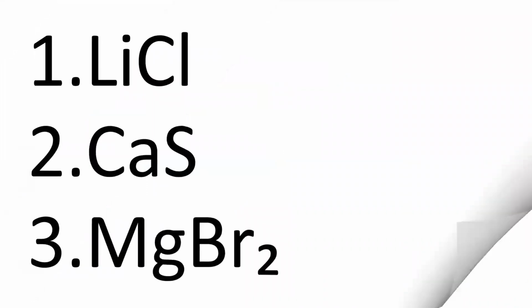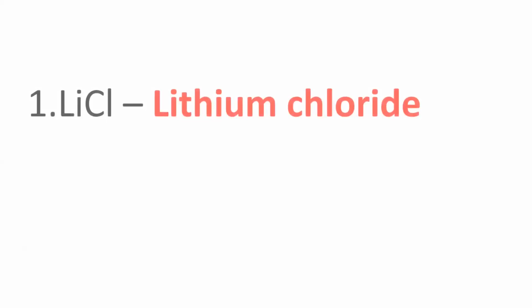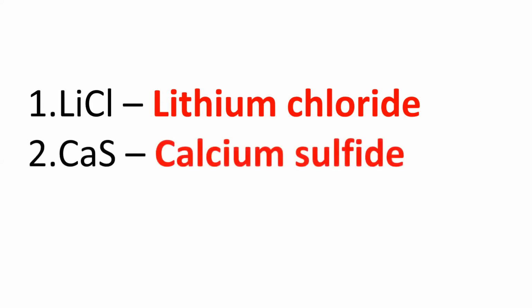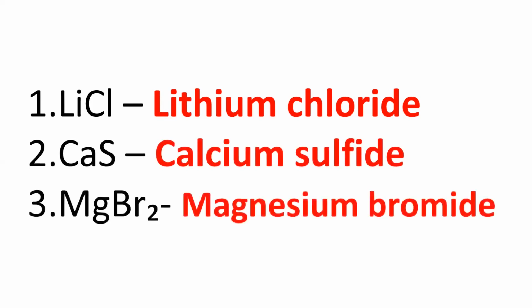So let's try to do LiCl, CaS, and MgBr2. In number one, LiCl, this is named lithium chloride. Number two is calcium sulfide. And number three, magnesium bromide.